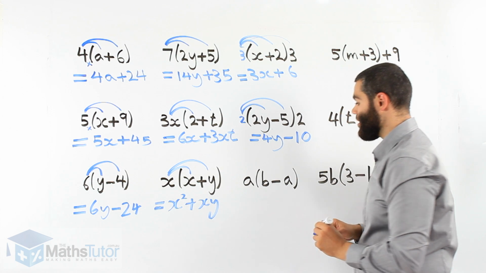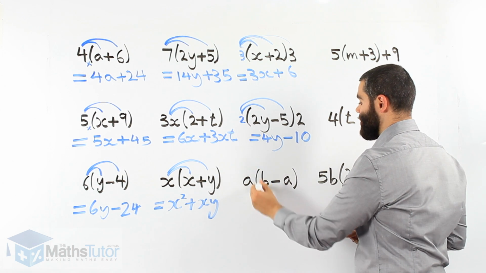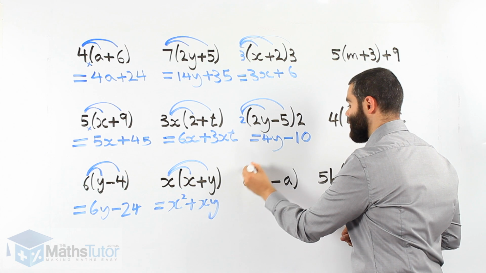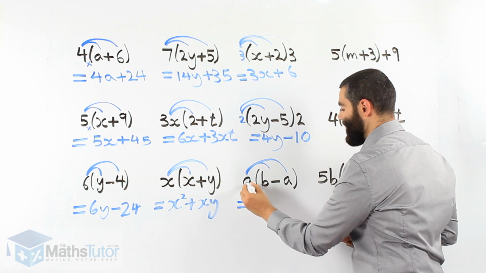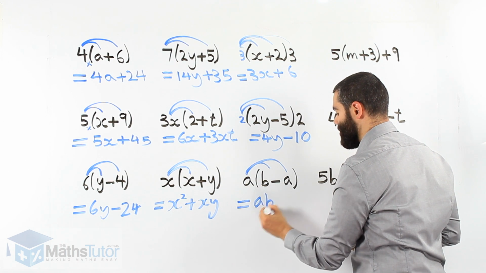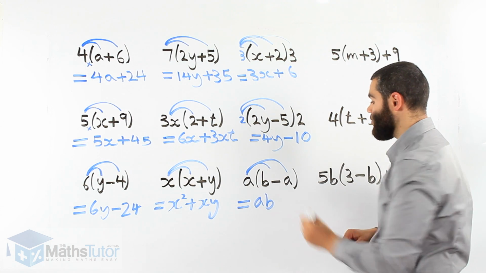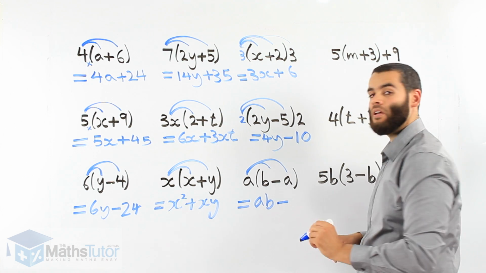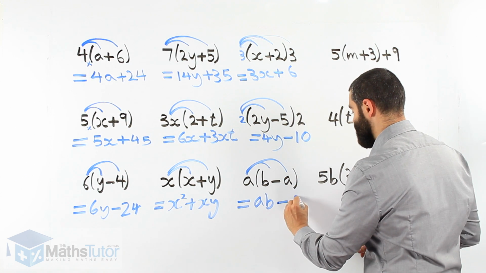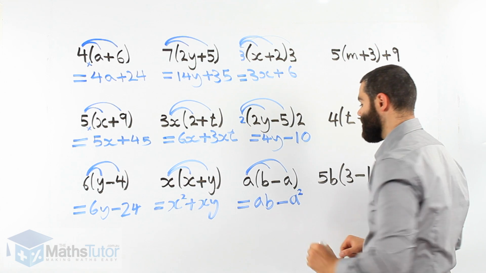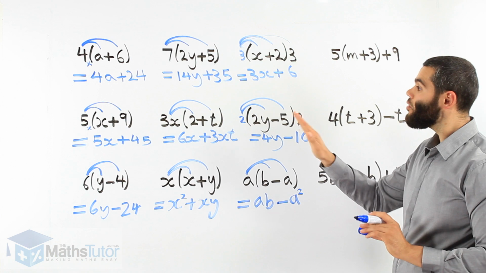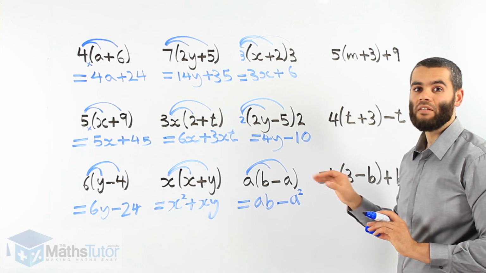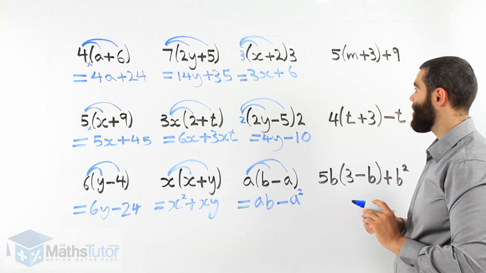In this example here, we have an a, and then in brackets, b take away a. We start multiplying, we show our arrows. a times b, ab. Then we put our minus. a times a, a squared. See, all the same process. Once you get the hang of it, you'll become fast and you won't make mistakes.